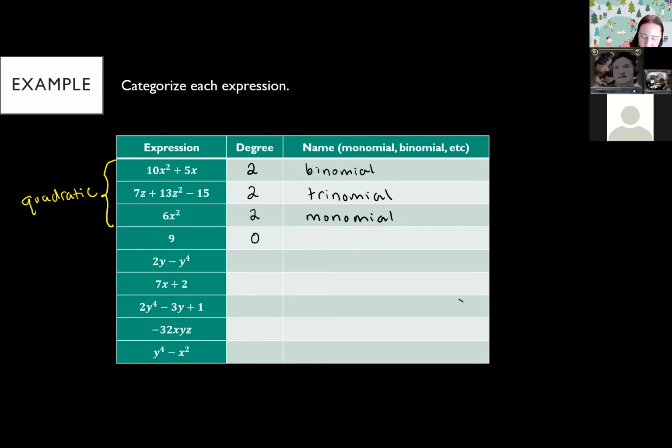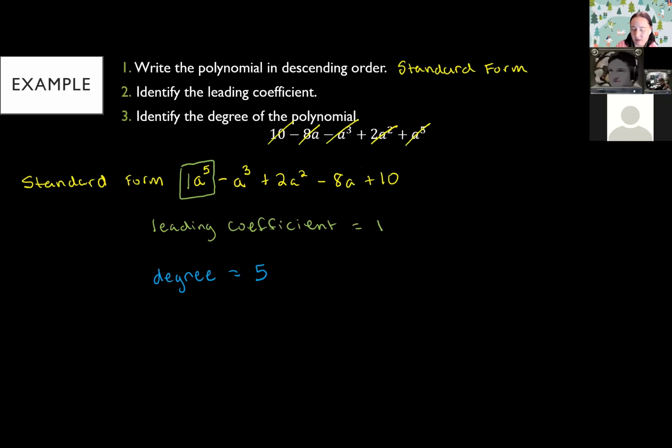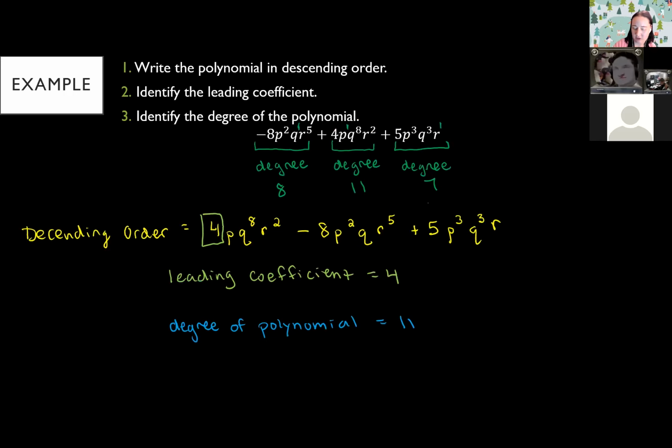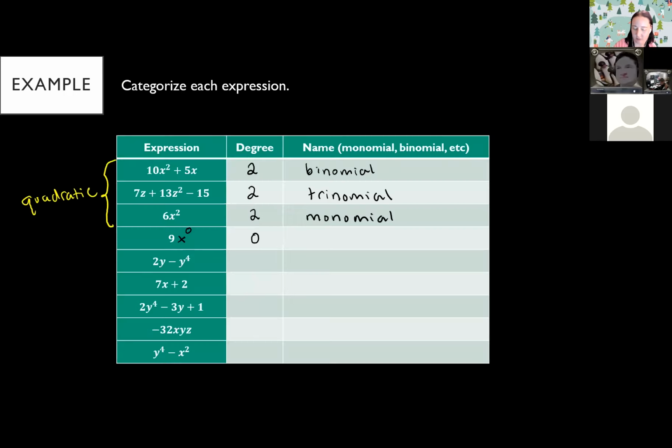Now, technically, this is 9x to the 0 power. Anything to the 0 power is equal to 1, which is why we don't write it, because it would just be 9 times 1. But technically, it is to the 0 power. Like if we go back and we were decreasing our exponents here on the a, it would be an exponent of 1, and then this would be an exponent of 0 if you're following the pattern. So constants, just numbers, are degree 0.